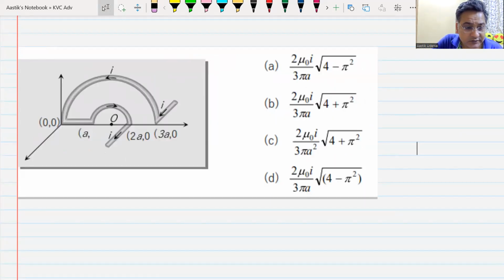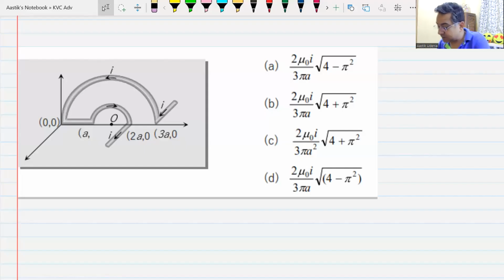This one now. Something has changed. Current is coming from inside the board onto the board, moving on the board, then going like this, then going like this. I'll give you 2 minutes to give me the answer. So how are we supposed to solve this? I've given you enough time. Magnetic field due to this wire is 0. What is the magnetic field due to this wire?